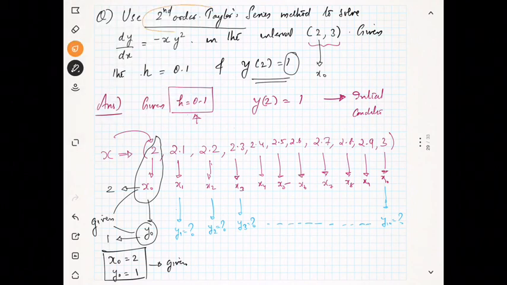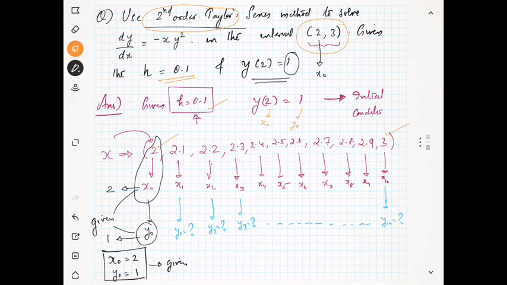You can see we are going to use the second order Taylor series approximation, and it is given h is equal to 0.1, and y of 2 is equal to 1. So what is this 2? It is nothing but x naught, and this is nothing but y naught. Both are given, and it has been asked to obtain the solution for the interval 2 to 3, and the increment is given as 0.1.